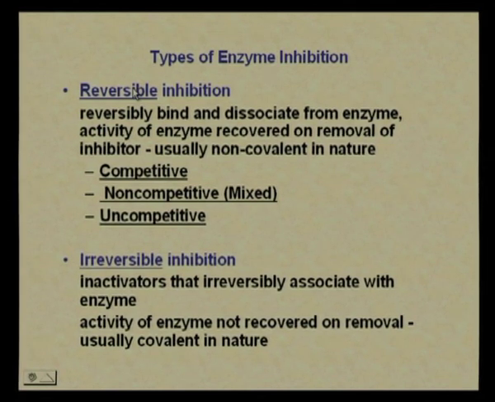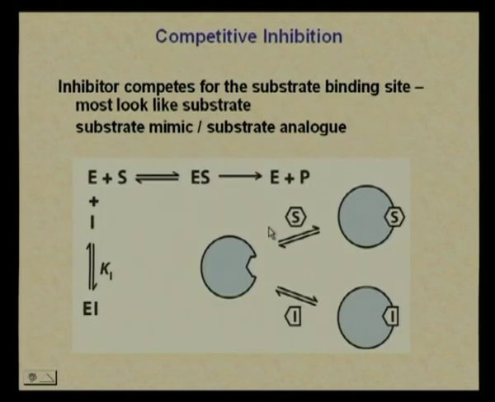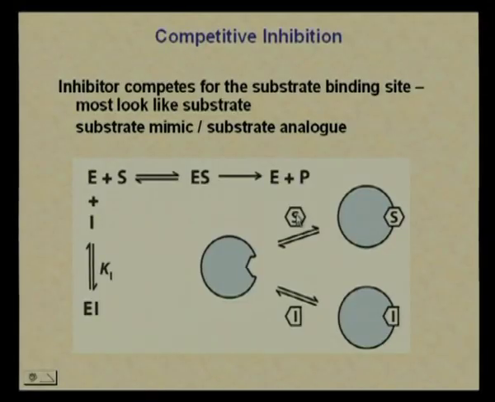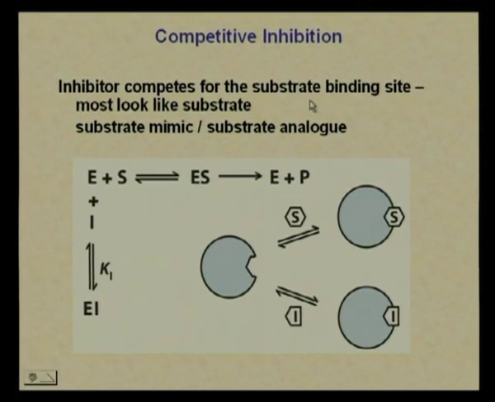So, these are the two main types, reversible and irreversible, and under reversible inhibition we have competitive, non-competitive and uncompetitive. What is competitive inhibition? Competitive inhibition is competition basically. We have a competition where the inhibitor looks like the substrate. So, it is called a substrate mimic or a substrate analog. The inhibitor competes for the substrate binding site.